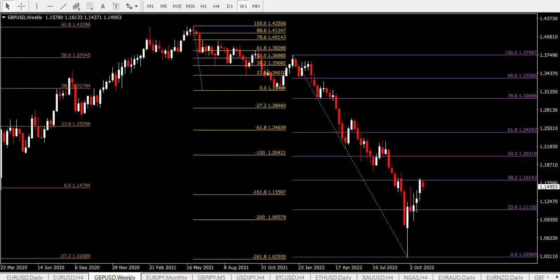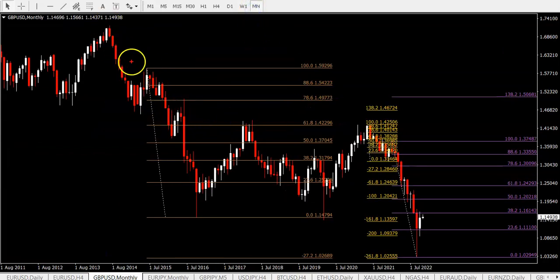Let's move on to the pound dollar, and we see that the pound also, in wave 1, 2, 3, reached the minus 261.8 target, reached this minus 27.2 target. I'll show you this fib here on the monthly chart. This is looking like a wave 1, 2, 3, big wave 4.